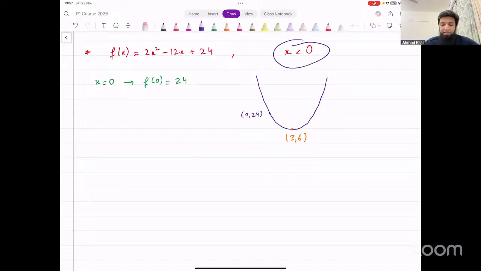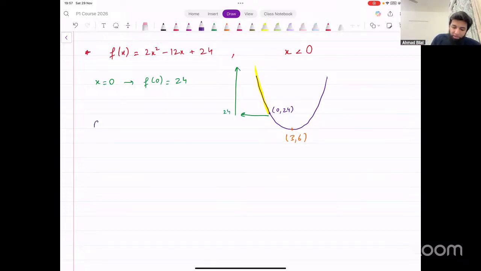Now they're saying x is less than 0. So which side of this point are we talking about? Less than 0. That will be the left side, right? So this part of the graph is what is valid, right? To the left of this point. What about the y values? If you have to be to the left of this, what about the y values? The y values have to be above this for this yellow part. So the least value was 24. So the range is going to be greater than 24.